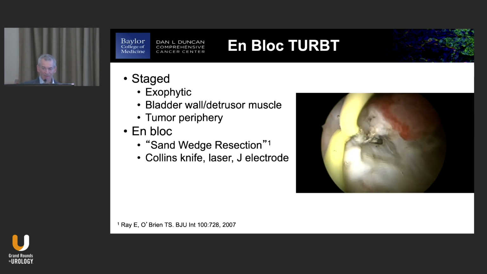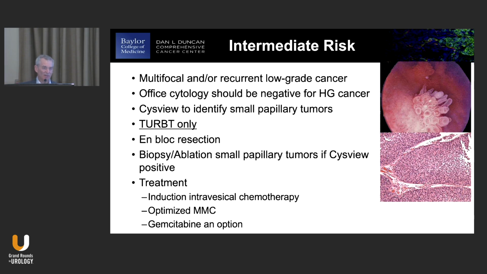We can go to the next slide. But it's a pretty easy technique to learn. Obviously, we're all familiar with the instrumentation.